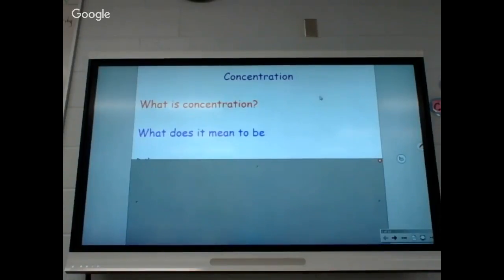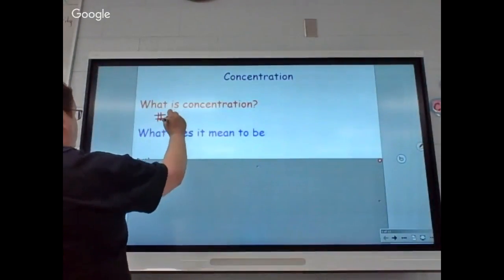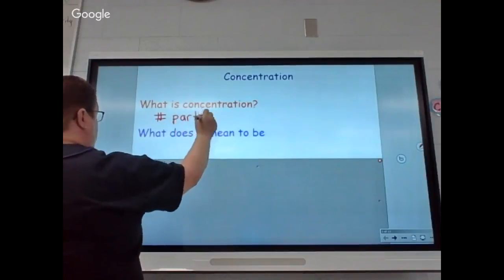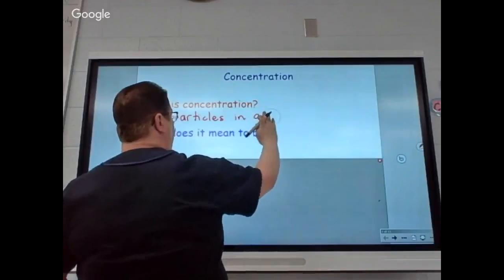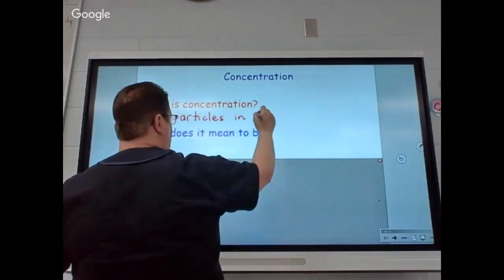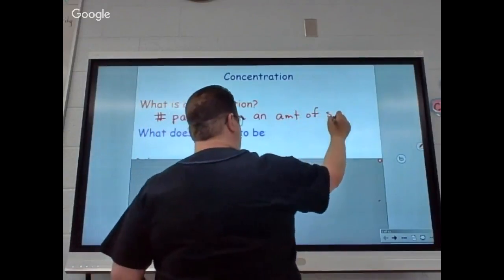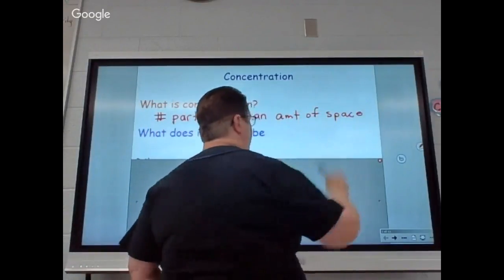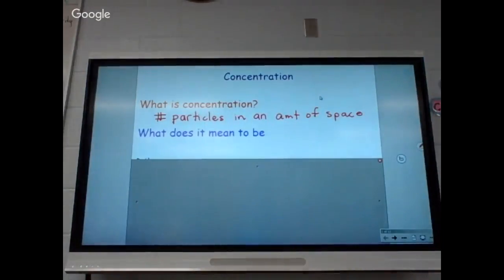Okay? So, first of all, what is concentration? We've already talked about the word this semester, so we should be good. They are the number of particles in an amount of space. Now, that amount of space can be calculated in a multiple of ways.